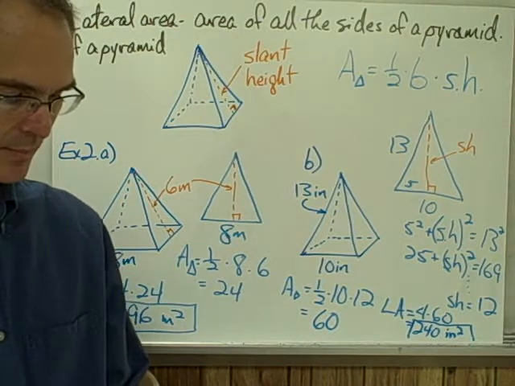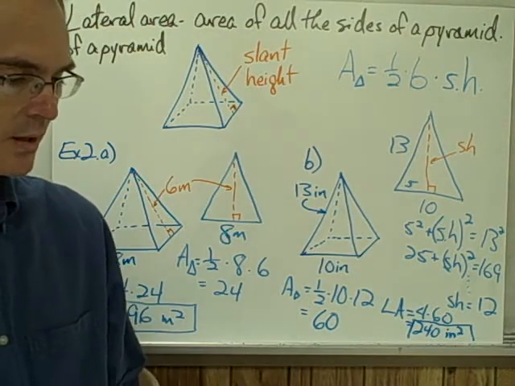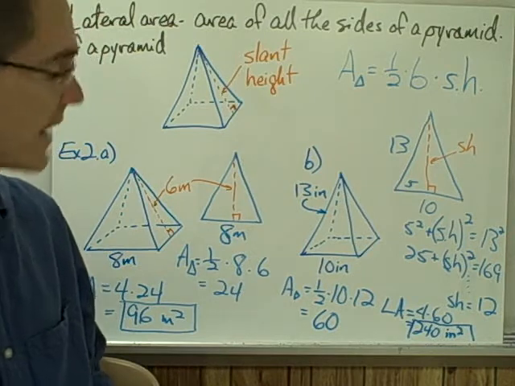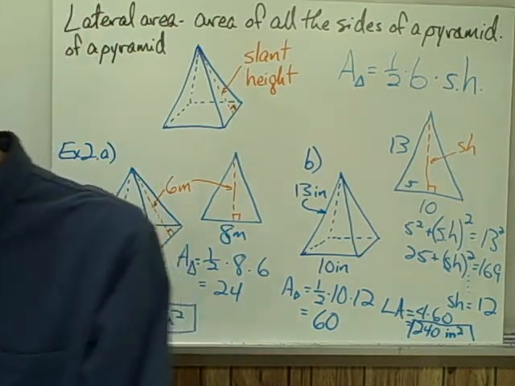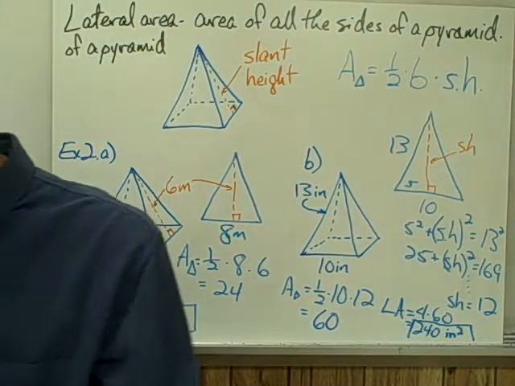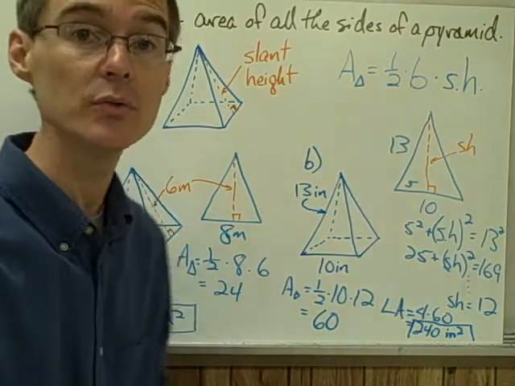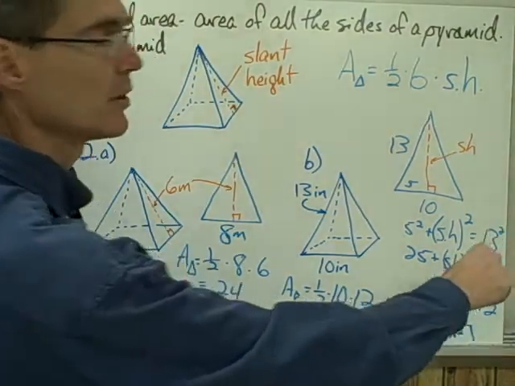Now the next example, example 2c, you have to calculate the lateral area of a hexagonal pyramid. And this one actually is a lot easier than it looks. I'm going to leave that one for you to do, and we'll take a look at that answer tomorrow in class.